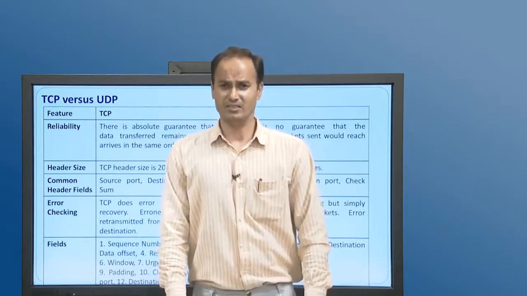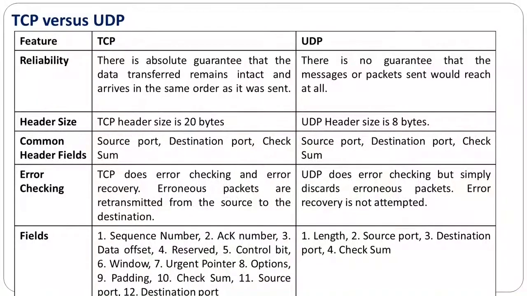Then the common header fields are the checksum, destination port, and source port. Then error checking: in TCP, error checking takes place and error recovery is also there. If an error is found in the packet, it is discarded and retransmission takes place. While in UDP, error checking takes place, but if an error is found, the packet is discarded and not retransmitted again. So, it is less reliable, that is why. And there are various fields used in TCP compared to UDP.